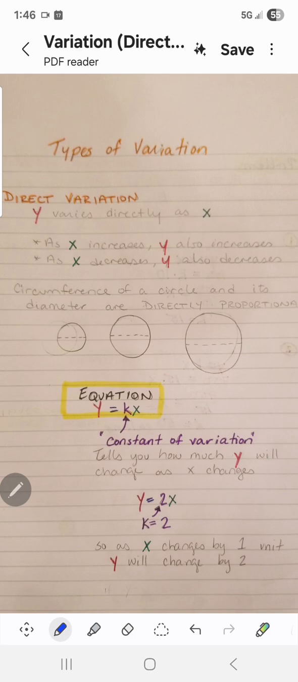All right, we're going to talk about types of variation. We have a few to talk about. We've got direct, we've got inverse, we've got joint, we've got combined. They're all not bad, and they all have keywords to help you.